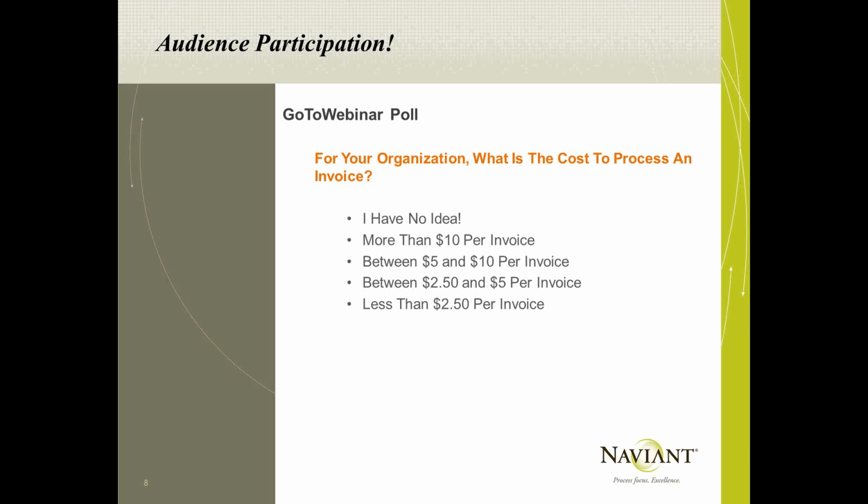Let's pose one more question to the group here. Again, for your organization, what's the cost to process an invoice? Some of you might have no idea, depending upon whether you measure that within your organization. But the other choices are more than $10 per invoice, between $5 and $10 per invoice, between $2.50 and $5 per invoice, and less than $2.50. Seeing the majority of the responses coming in, between $5 and $10 per invoice seems to be about the average. A good majority of you have no idea, and that's not surprising because a lot of organizations don't seem to measure this overly well.